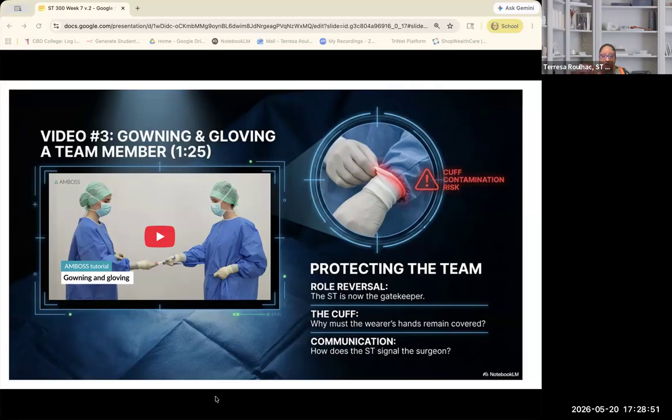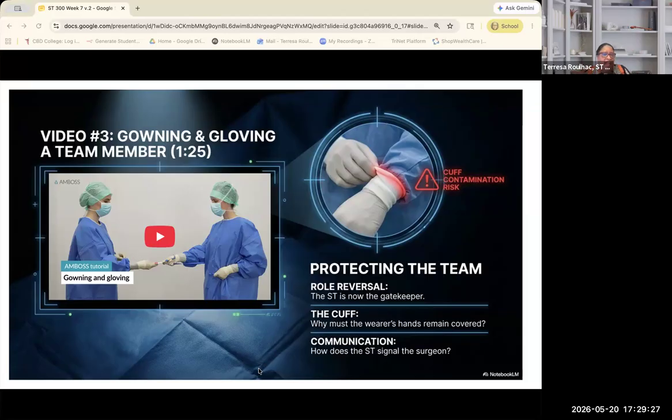So here's a question. If the glove rolls and exposes this cuff, so it's rolled down and now the cuff's exposed, what should we do? What can we do? Think about what you have at your disposal. You have your circulator. Can I replace my glove? Yes. Okay. You can replace your glove.